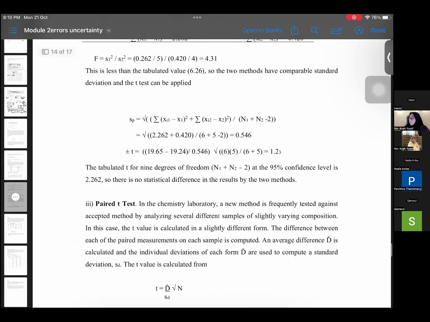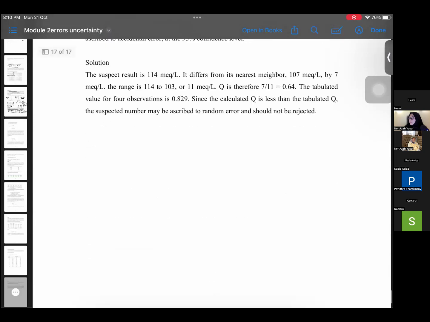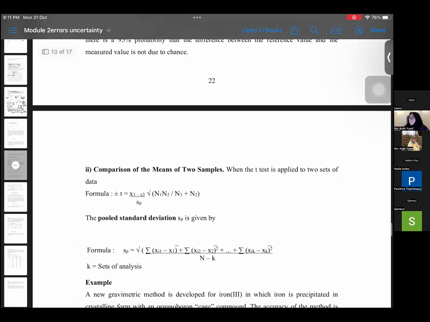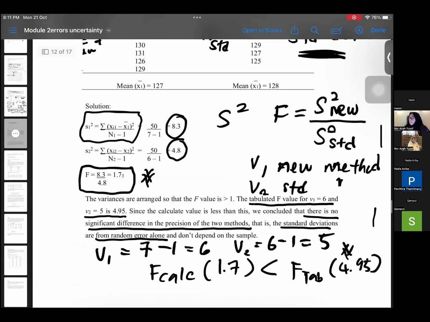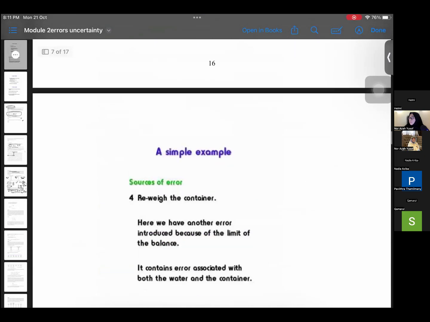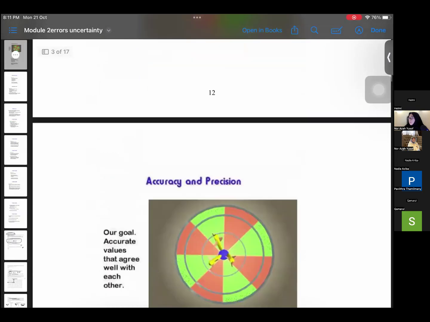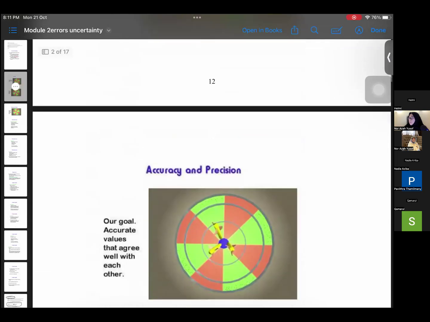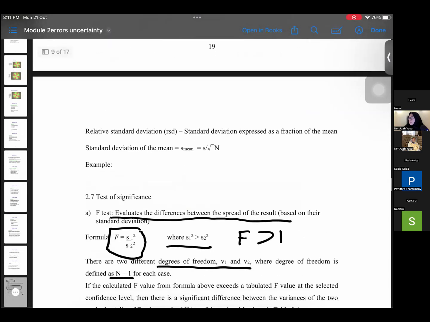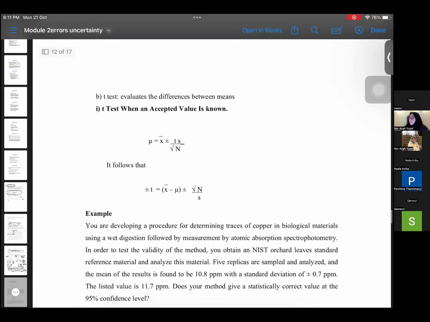Where is the table for t? This is Q. I have to find it from the lecture slide. This is that, right? Okay, let's look at the t-test.